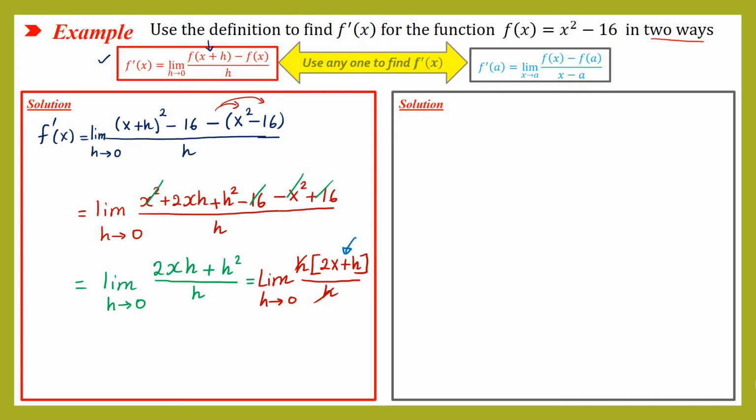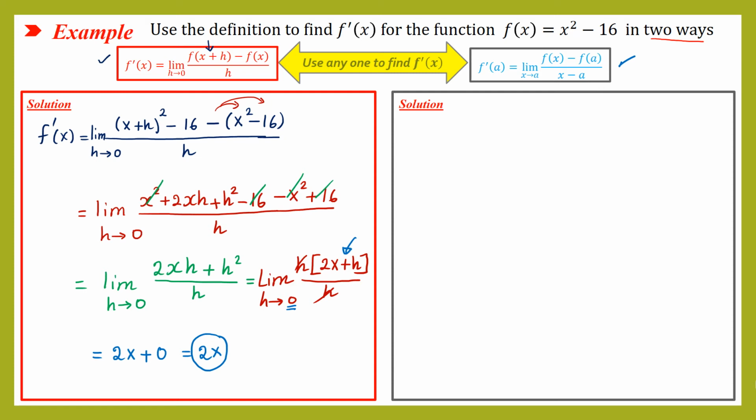Then you have to replace 0 instead of h, and you will get 2x plus 0, which is 2x. So this is the first derivative of our function using the first definition for the derivative. Now the second definition of the derivative, f prime of a equals limit f of x minus f of a divided by x minus a when x tends to a.